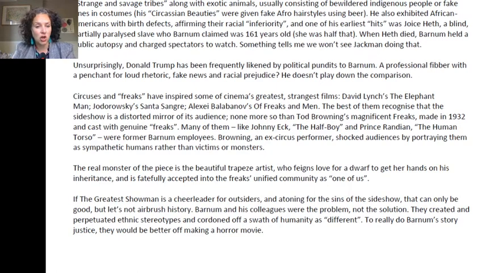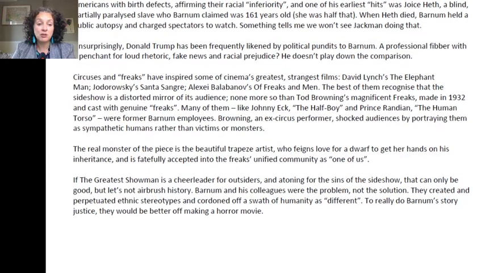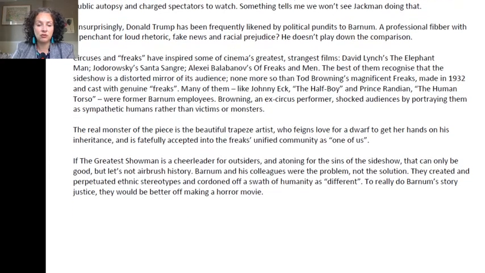If The Greatest Showman is a cheerleader for outsiders and atoning for the sins of the sideshow, that can only be good. But let's not airbrush history. Barnum and his colleagues were the problem, not the solution. They created and perpetuated ethnic stereotypes and cordoned off a swathe of humanity as different. To really do Barnum's story justice, they would be better off making a horror movie.